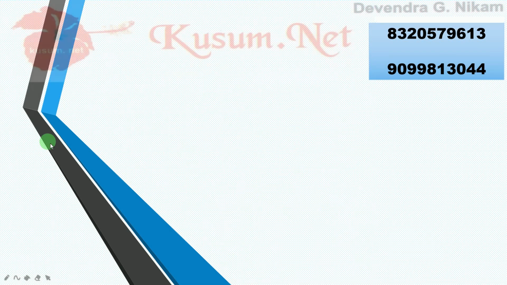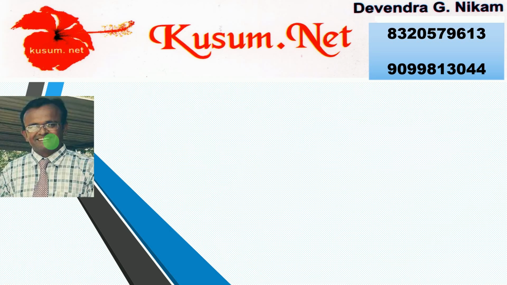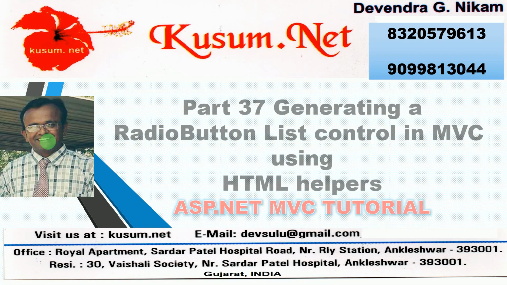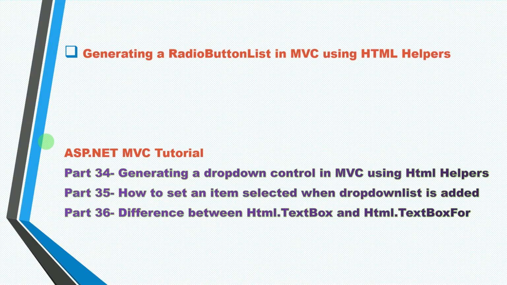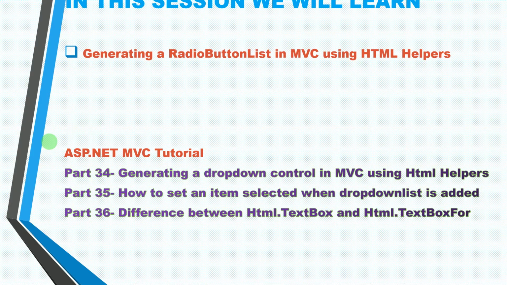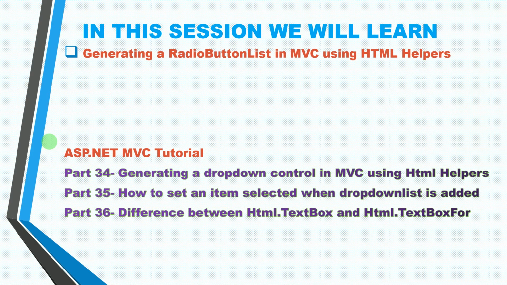Welcome to the ASP.NET MVC tutorial. You are watching part 37: generating a radio button list control in MVC using HTML helpers. In this session you will learn how to generate a radio button list using the HTML helpers. Before watching this video, please watch my parts 34, 35 and 36.